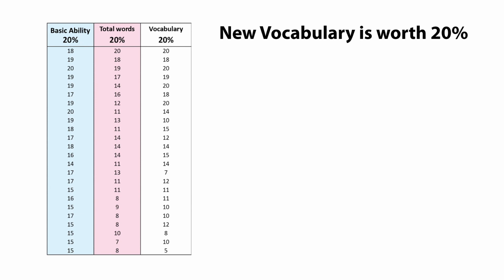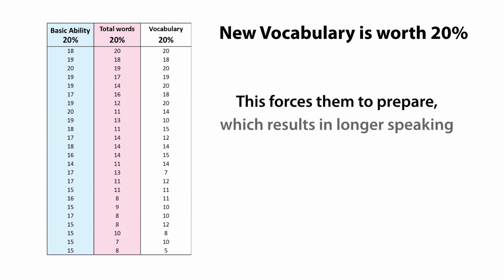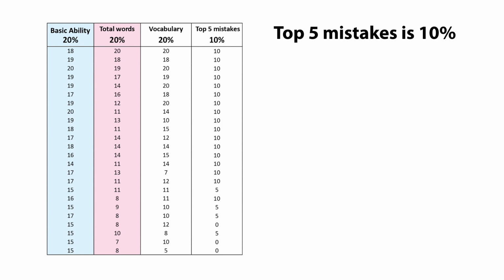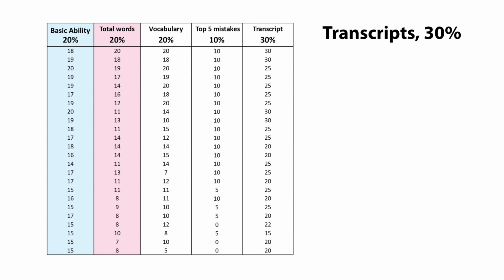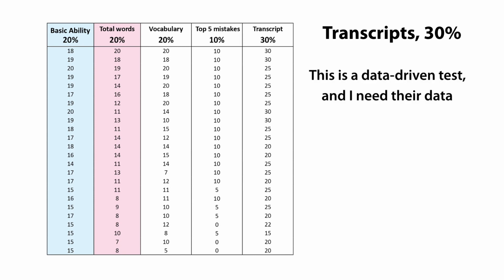New vocabulary is worth 20%. This forces them to prepare, which results in longer speaking. And it's easy to count. Top 5 mistakes is 10%. This forces them to self-correct, and it's easy to count. Transcripts are 30%. This is a data-driven test, and I need their data.